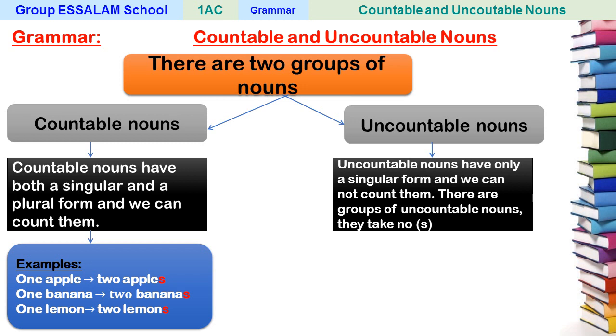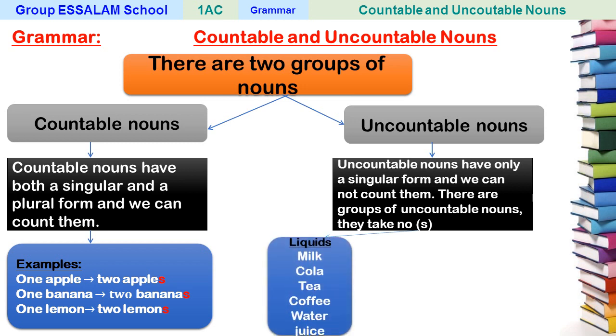There are groups of uncountable nouns. They take no S. I will give you some groups and try please to remember them. For example, we have liquids like milk, cola, tea, coffee, water, juice. All of these nouns are uncountable. We cannot count them. We cannot say milks, colas, so they take no S at the end.